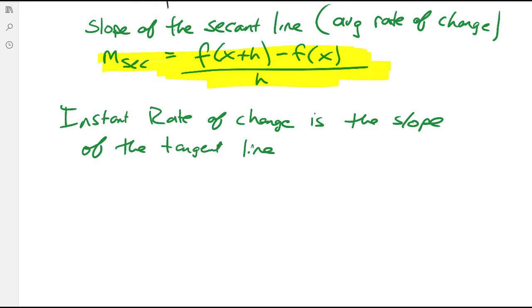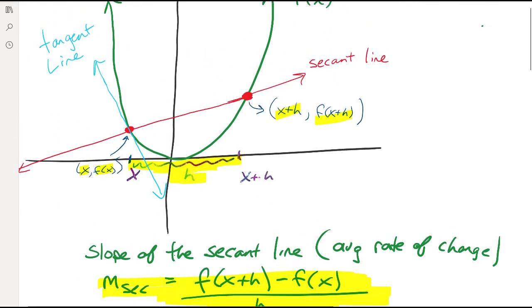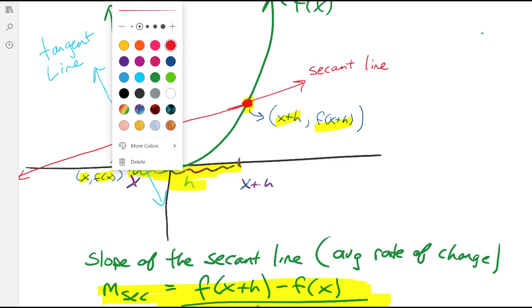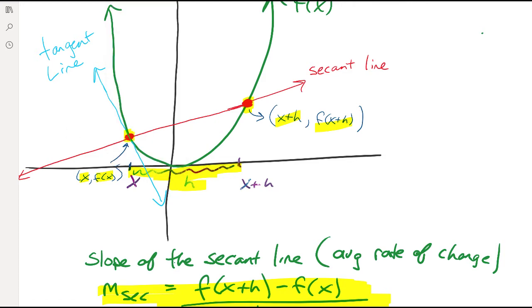To find this slope, we start off with the secant line formula. I'm going to try to highlight the 2 ordered pairs here. We know how to find the average rate of change between those 2 points, but let's shrink the distance between those 2 ordered pairs. That means we're going to let h become smaller and smaller and smaller. And as h shrinks, this right ordered pair is going to move to here.